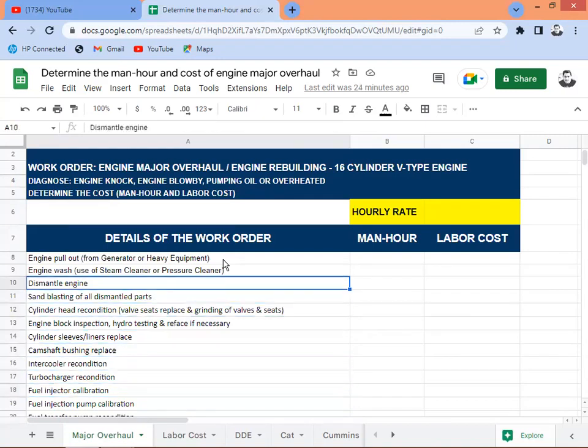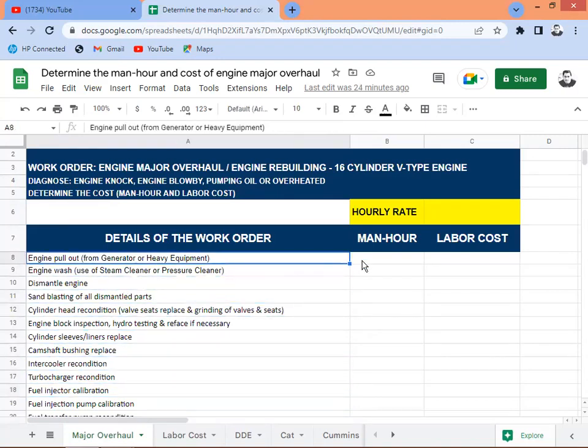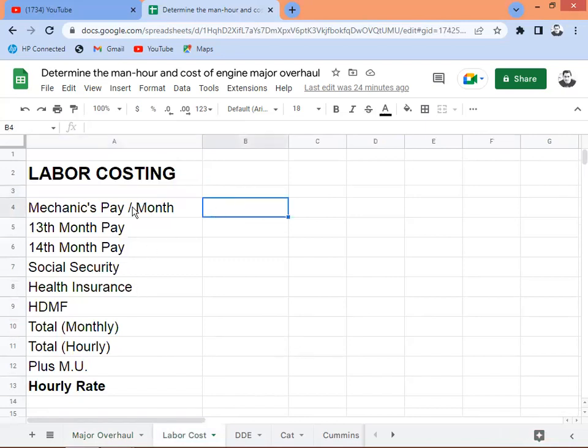So what we're going to do now is determine the man hour, then the labor cost, so that we know how much labor cost we're going to charge to the customer, the customer who owns this engine, okay, because we're going to be charging them. So how are we going to do that? We're going to do the labor cost first.